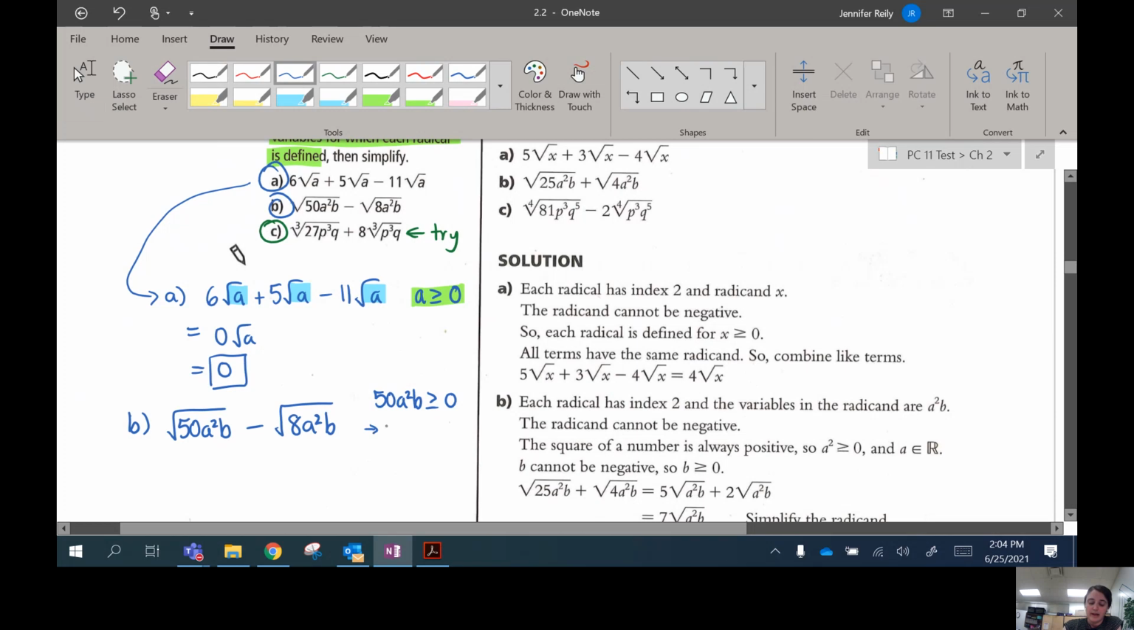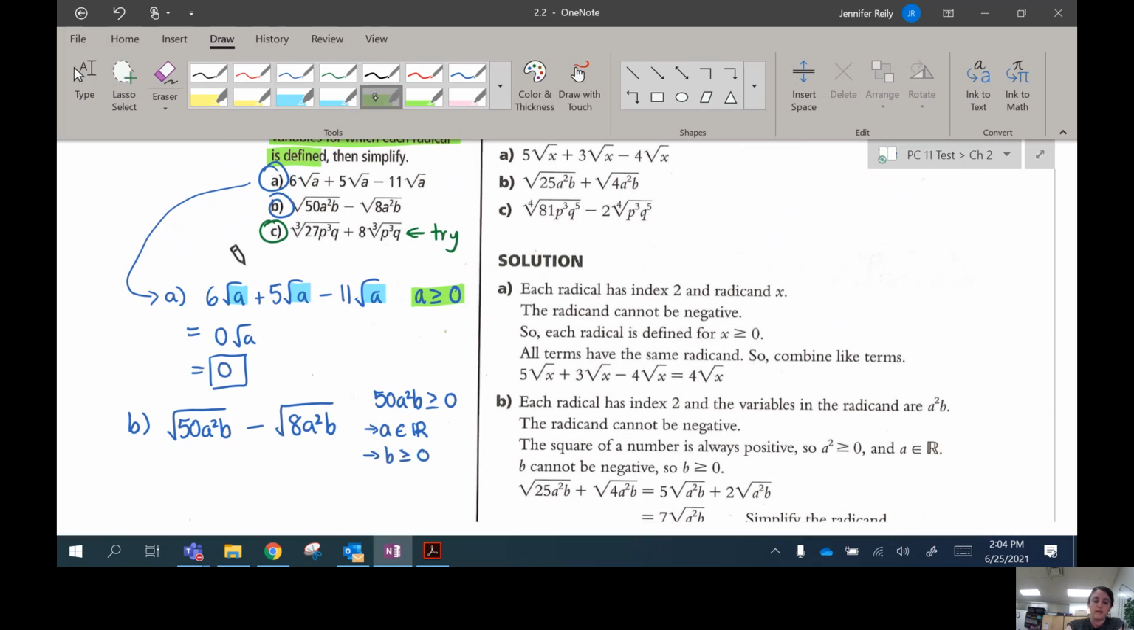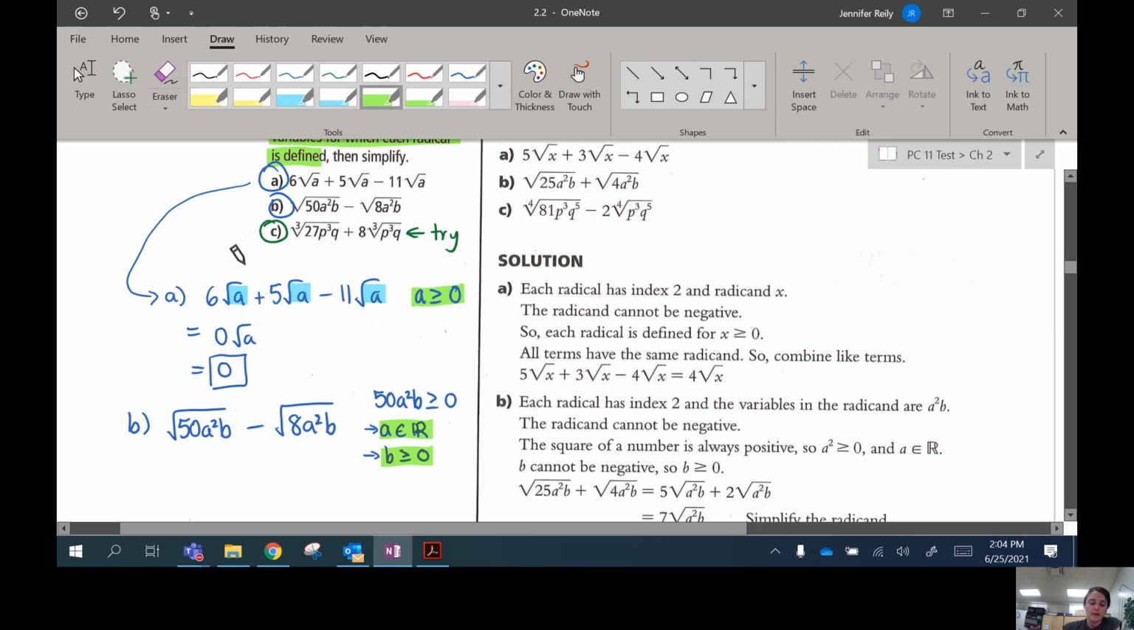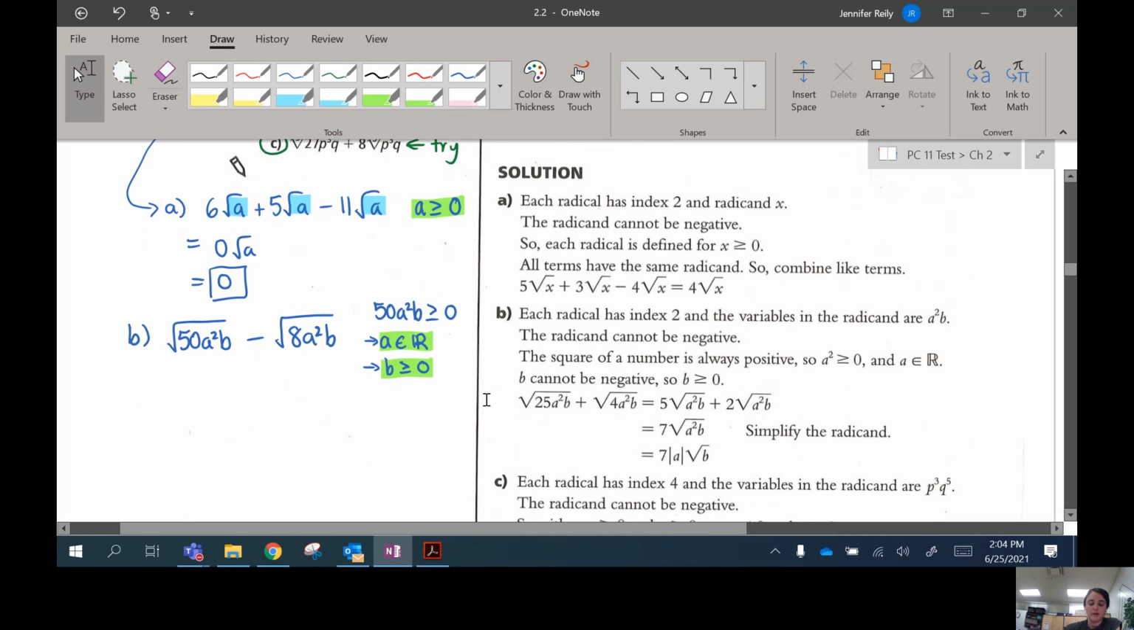So that would indicate that a can be any number, because squaring any number makes it positive anyways, and b has to be greater than or equal to 0. Let's see if that's the same for the second one. Yeah, same conditions, because we have a squared and b again. Okay, so those are the two conditions on the variables. A can be any number because squaring it makes it positive. B has to be a positive number or 0.